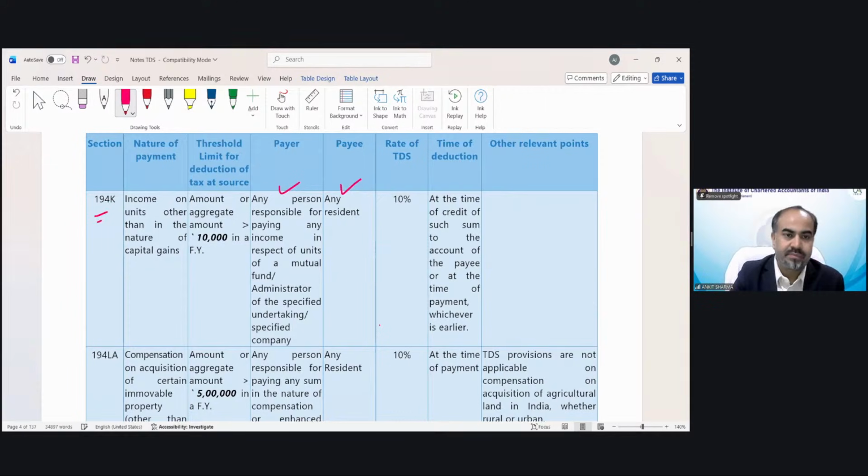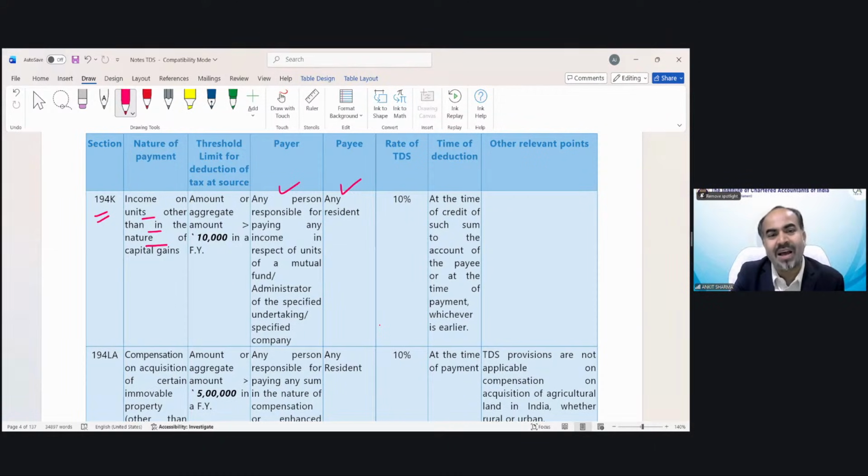194K, income on units other than in the nature of capital gain. So we can say it's kind of a dividend. If you are dealing in mutual funds, etc., and you are earning income on units, those are not at the time of sale. That is going to deduct TDS under section 194K.